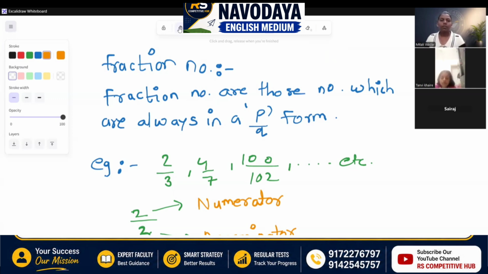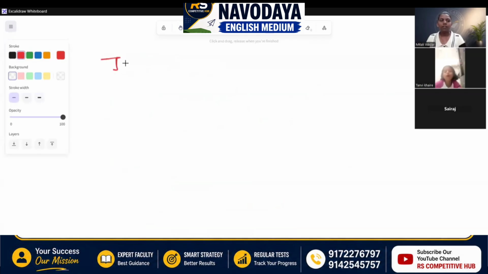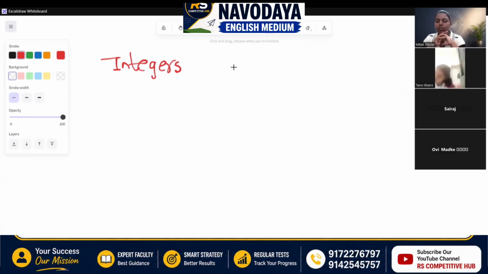Now, do you have any kind of doubt in fraction number, negative number, positive number? No, right? So let's move forward with the integer part. What do we have in integers? Plus sign means positive number, and minus sign means negative number.